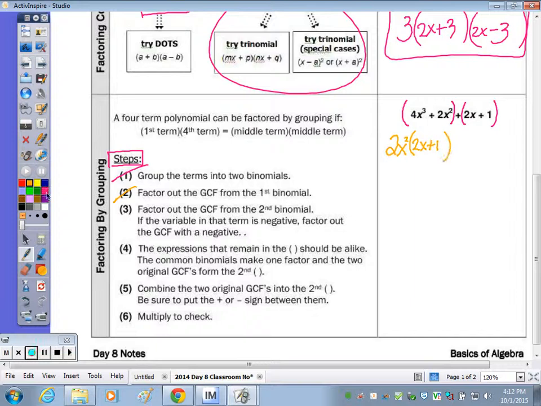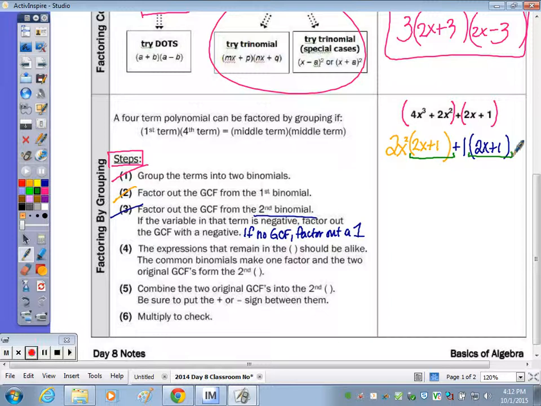Factor out the GCF next in our second binomial. If the variable in that term is negative, factor out the GCF with a negative. If no GCF, factor out a 1. So in this case, there is no GCF. I want to factor out the 1, and then I'm left with 2x plus 1 in parentheses. You should have these two binomials match anytime you're factoring by grouping.